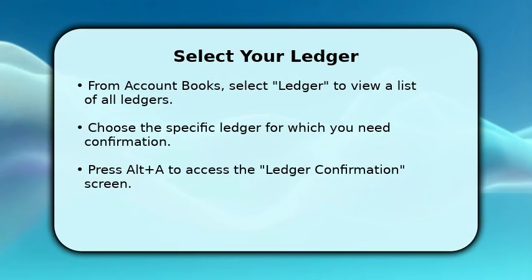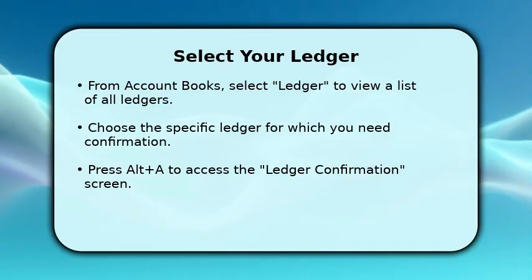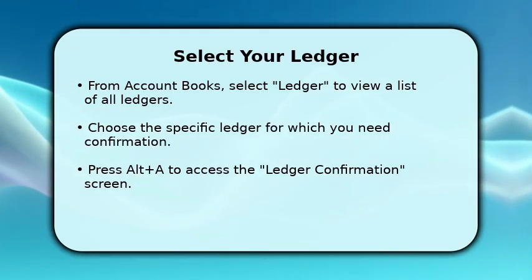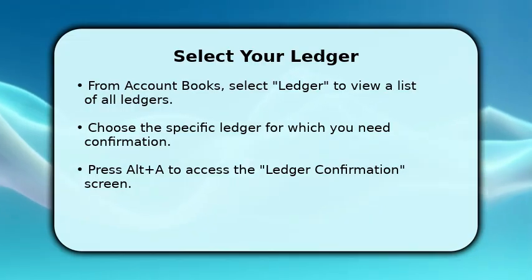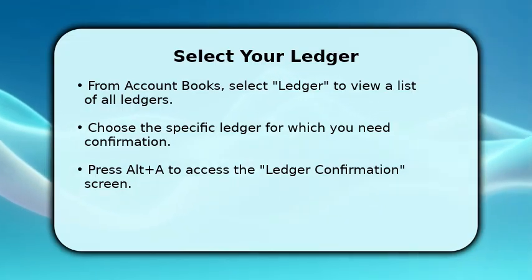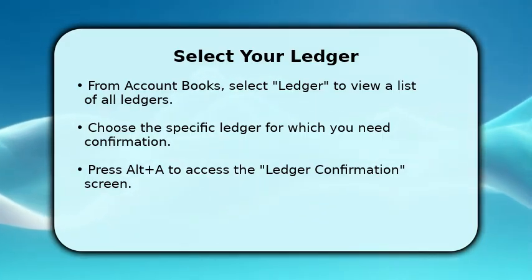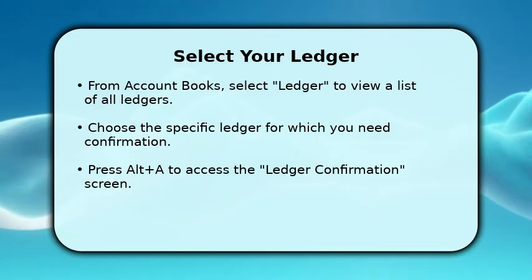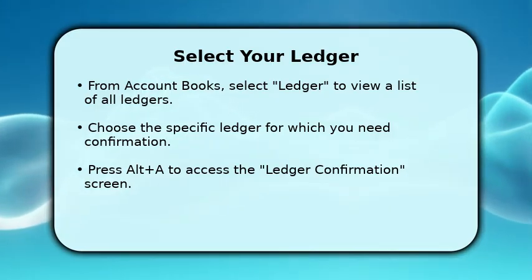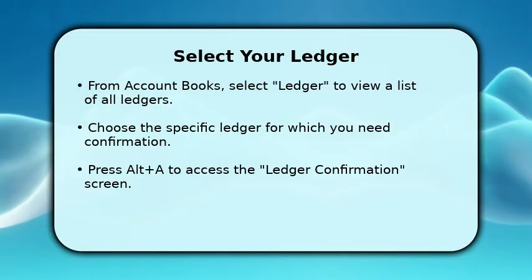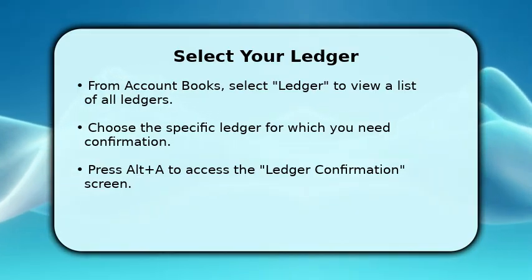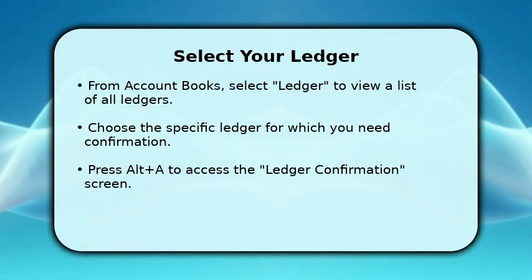Once you are in Account Books, select Ledger to see a comprehensive list of all your created ledgers. Carefully choose the specific ledger for which you require confirmation details. After selecting your desired ledger, simply press Alt+A on your keyboard. This shortcut will directly open the ledger confirmation screen, allowing you to proceed with the next steps efficiently. It's a quick way to get to the right place.